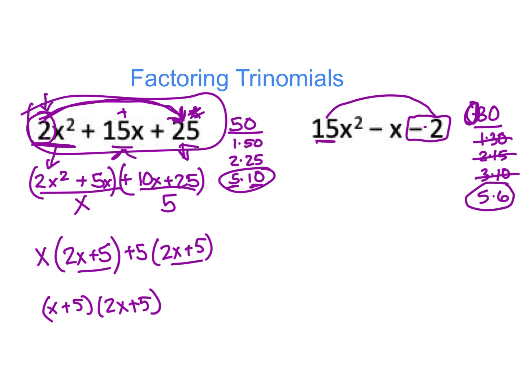So if I put a positive 5 and a negative 6 together, that's going to make negative 1. So again, I'm going to spread out these terms: 15x squared plus 5x. Remember, we're adding x's to these values. Minus 6x minus 2. Group them. Don't forget to group the negative together.